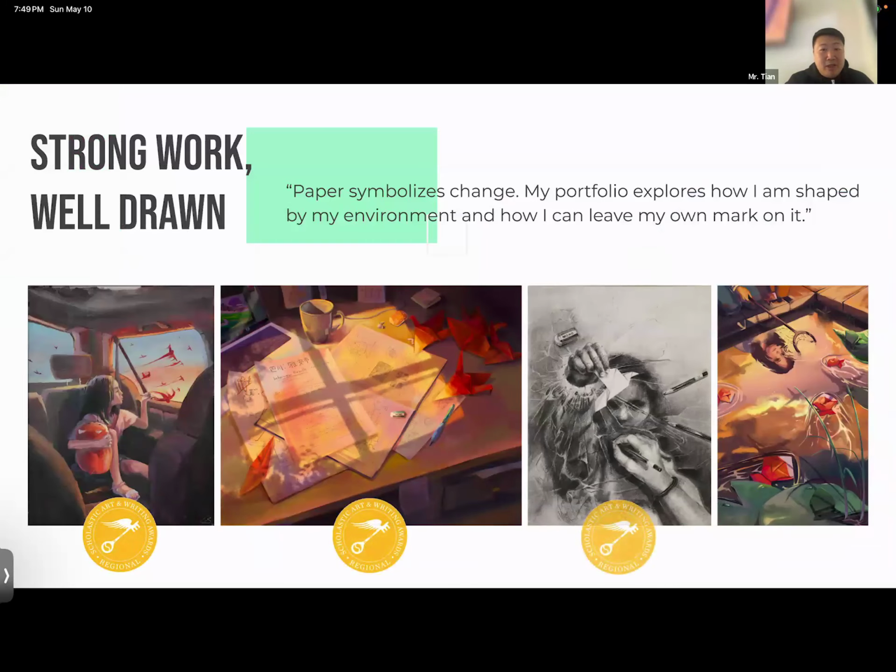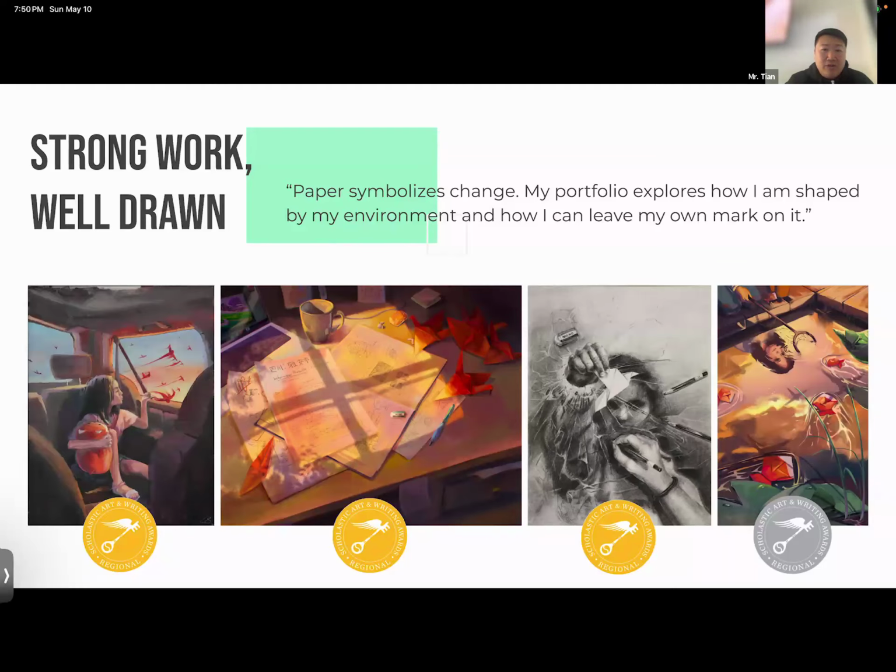Now let's take a look at another portfolio example. This portfolio received a score of 4. Interestingly, many of the artworks from this portfolio won a lot of Scholastic awards, including many regional Gold and Silver Key awards. So technically, this student is very strong. The portfolio explores themes like identity, memory, transformation, and personal growth. The student uses paper and origami as a symbol across the work.